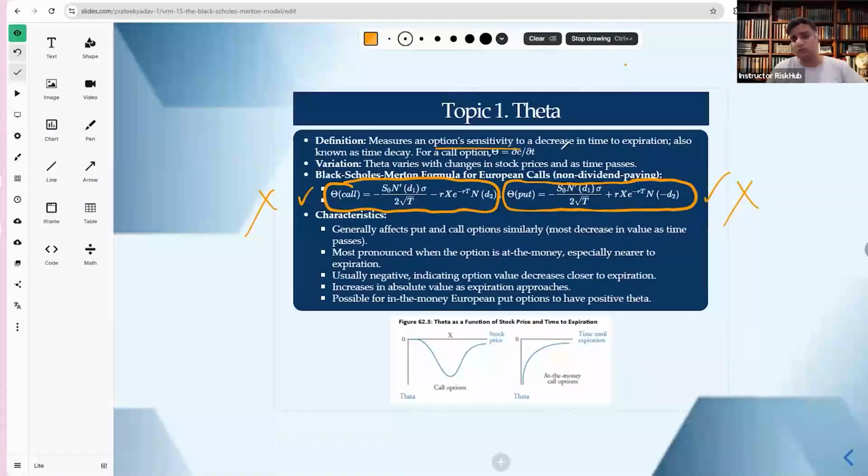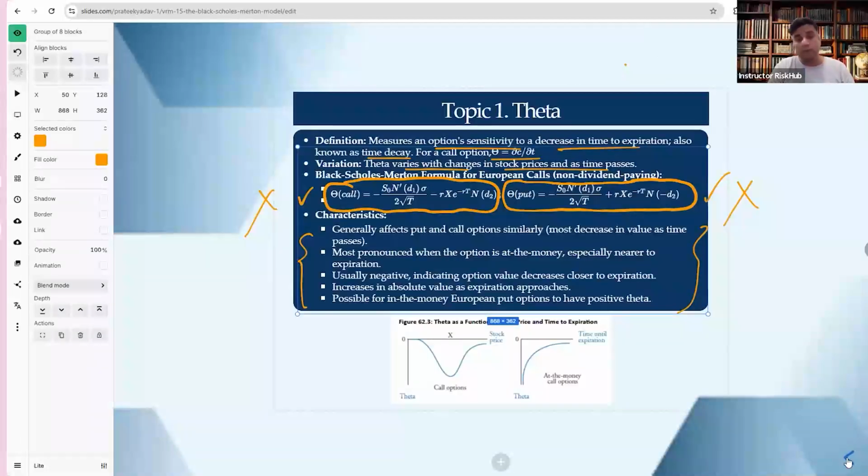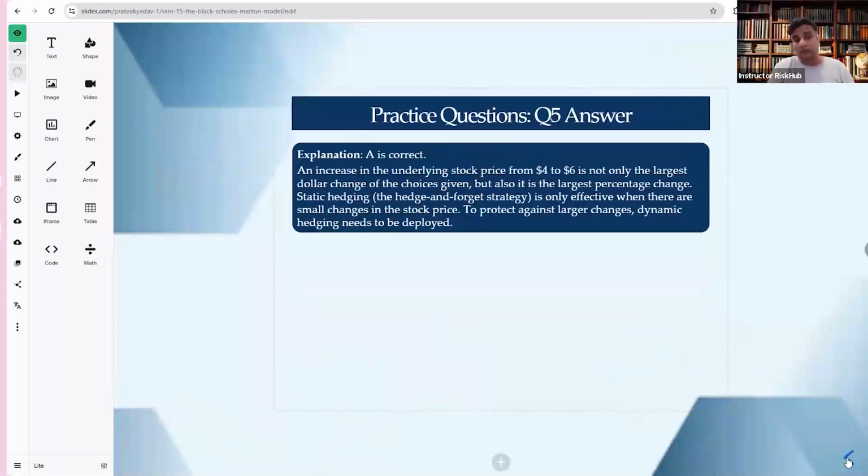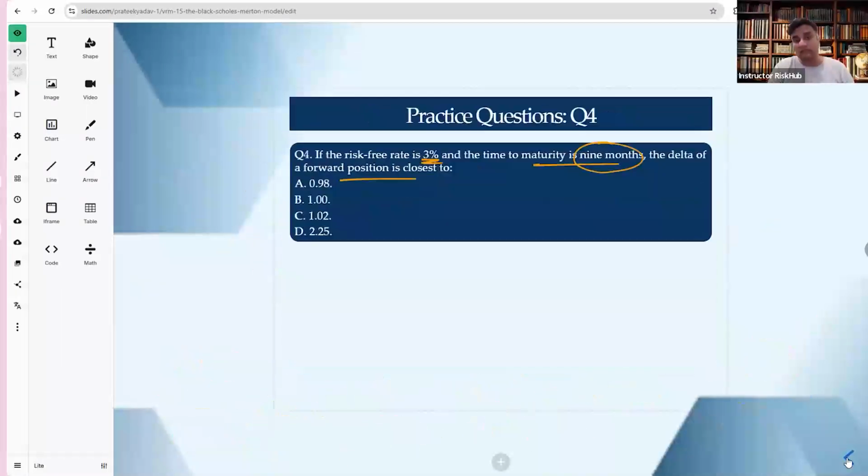So again, theta is what? It measures an option's sensitivity to the decrease in time, also known as time decay. For a call option, it is change in option price over change in time. Theta varies with change in stock price and as time passes. Characteristics I have studied. The characteristics are the same as what I have given you in that table. The table I have shown you now, these characteristics.